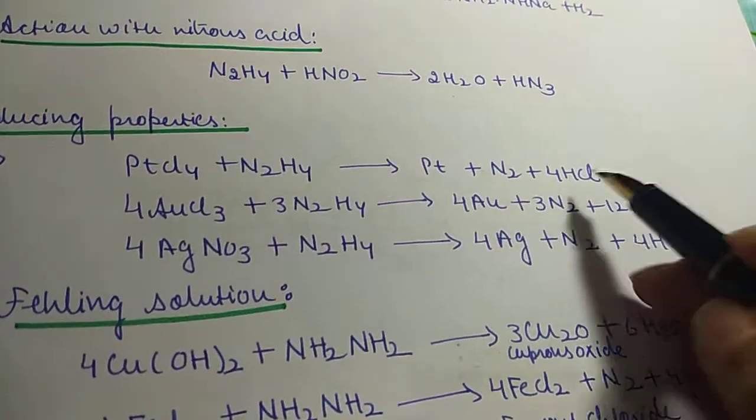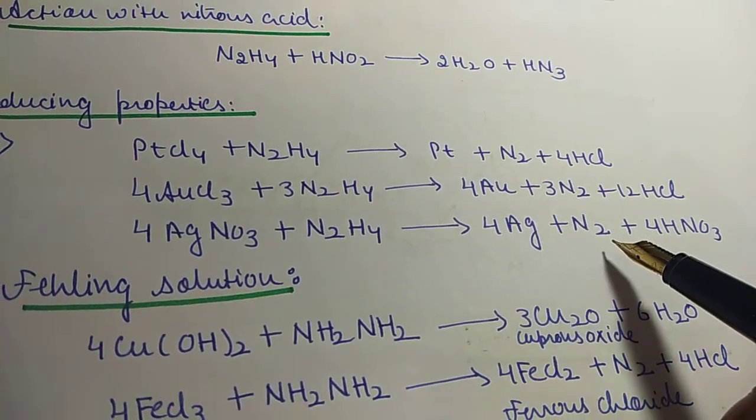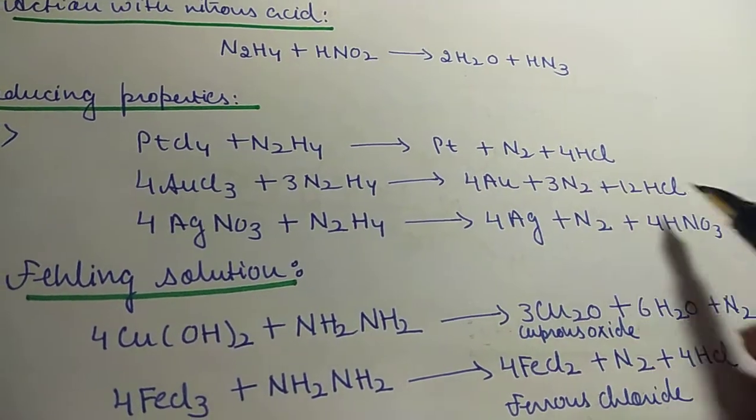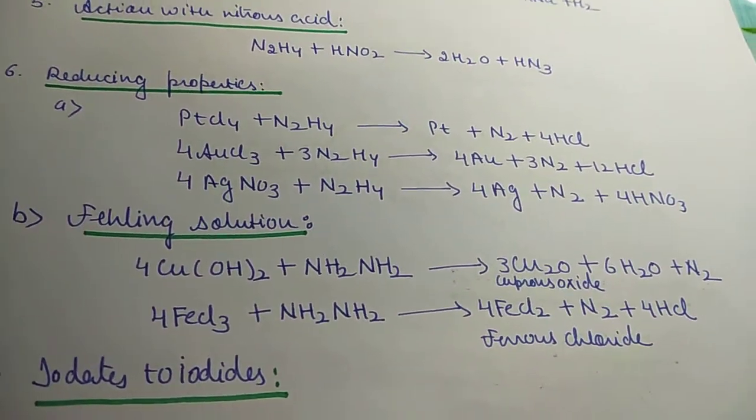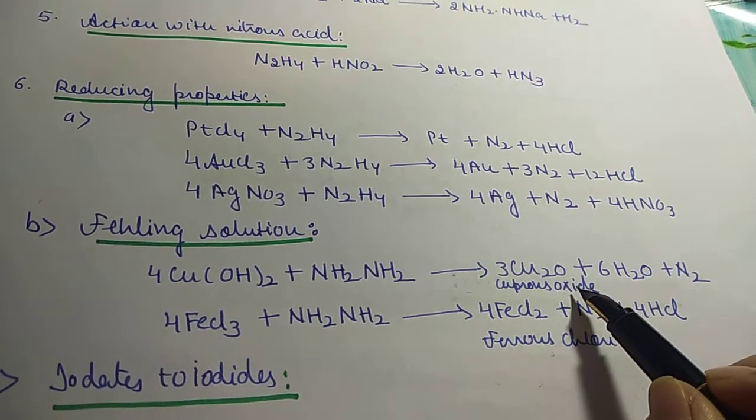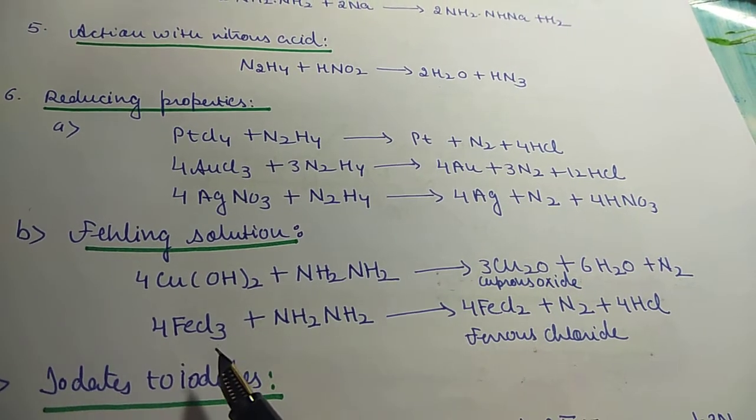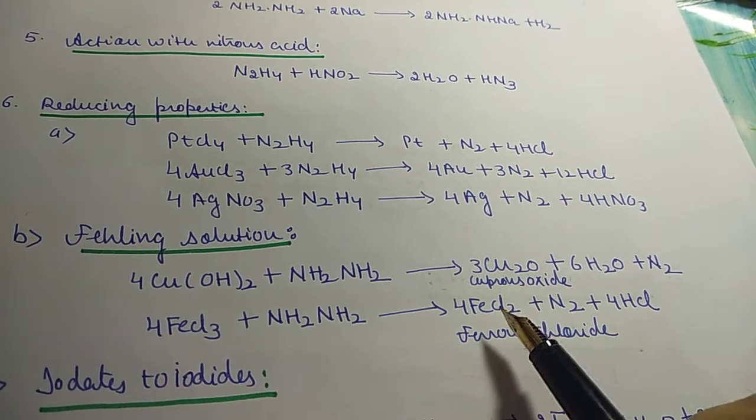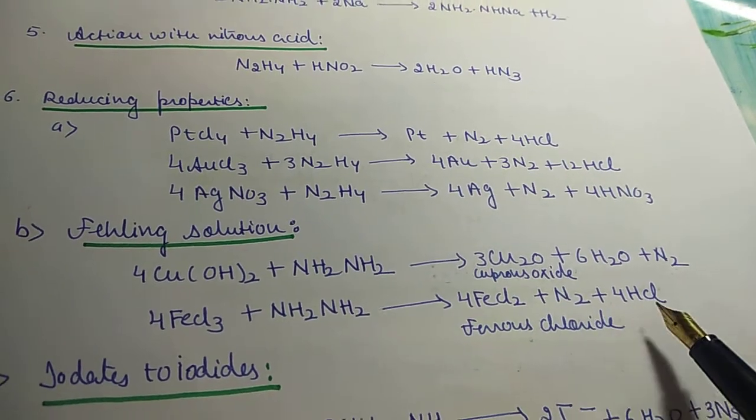As side products, nitrogen is liberated, and when we have chloride, HCl is formed. Corresponding acids are formed, like HCl here, and here nitrate is there, so HNO3 is formed. Then reaction with Fehling solution. It reacts with Fehling solution to give cuprous oxide, which is red in color, water and nitrogen. It reacts with FeCl3 to give FeCl2, converting ferric to ferrous, with nitrogen and HCl.